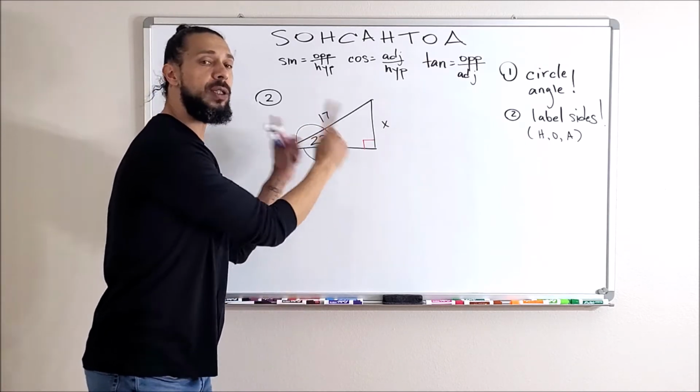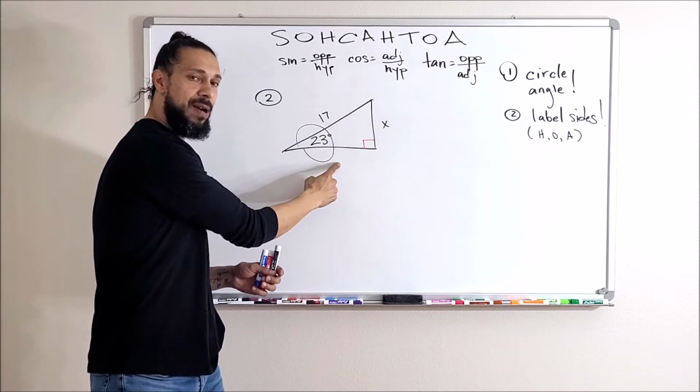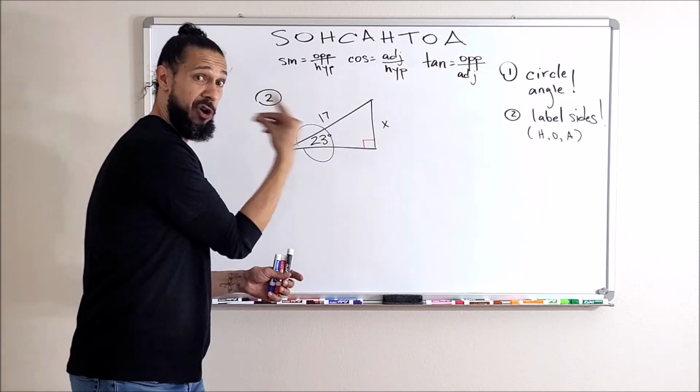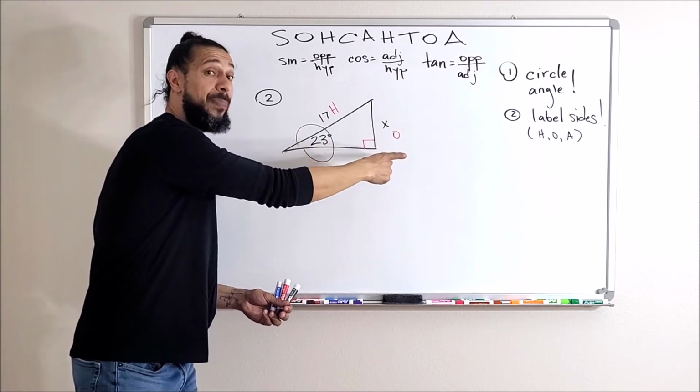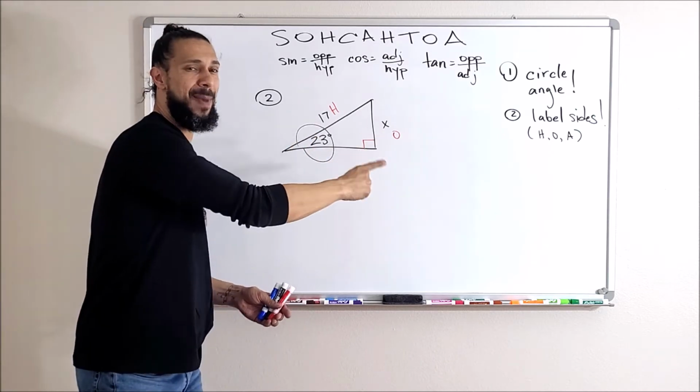Now I can label my sides. I'm only going to label the sides that have stuff on them. You see this empty side right here? I'm not going to label that, and I'm going to show you why in a second. But let's label these two. O for opposite, H for hypotenuse. So on to the next step of my routine.